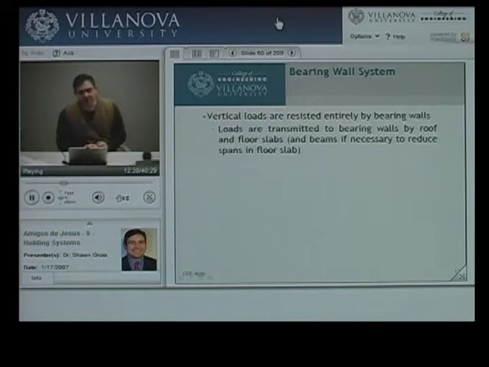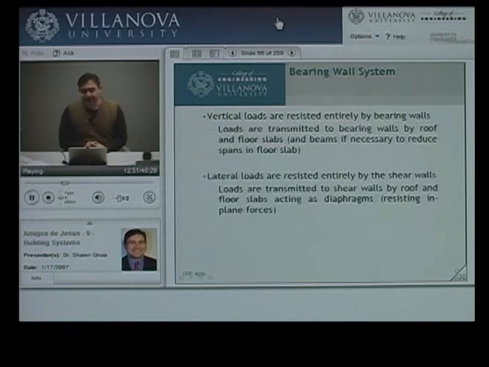Vertical loads are resisted entirely by the bearing walls. That's self-evident. That's what we just said. The loads are going to be transmitted to the bearing walls, through the roofs, to the floor slabs, etc. If I need beams to reduce the spans in the floor slab, provide intermediate support, I can do that. But what's interesting is the terminology that's commonly used, bearing wall system, also implies that the lateral loads are going to be resisted by those bearing walls.